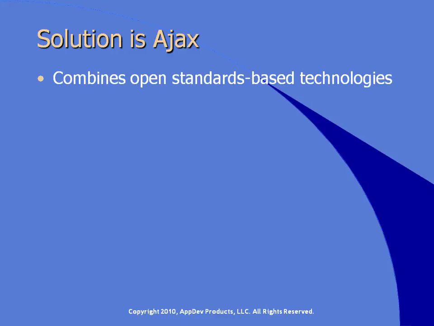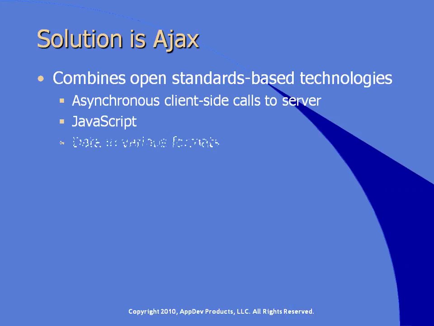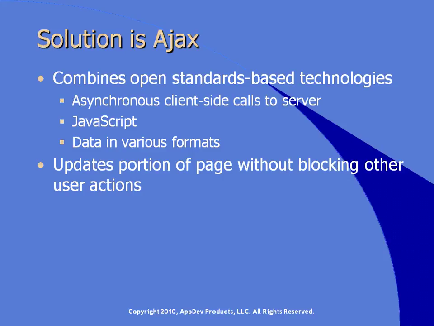AJAX is a technology that combines open, standards-based technologies to solve various problems with developing web applications. It makes use of asynchronous client-side calls to a server, as well as JavaScript, and data to update only a portion of a web page, without regenerating the entire page or blocking other user actions. Because the browser doesn't have to repaint the entire page, no flash occurs, and the server doesn't have the overhead and resulting delay of creating a complex page from scratch.